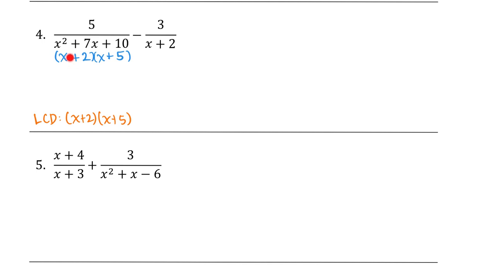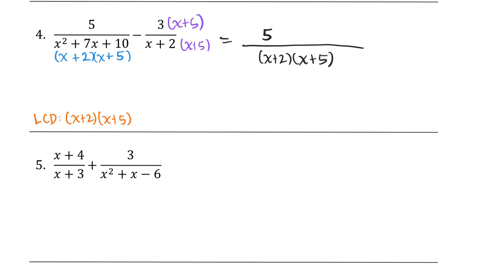Which means this one already has x plus 2 and x plus 5. This one has x plus 2, but it does not have x plus 5. Let's bring it over. So now my denominator is the x plus 2, x plus 5. The first fraction, the 5, was good. When you distribute this, make sure this is a minus 3. So this is minus 3x. And then this is minus 3 times 5, which is minus 15.